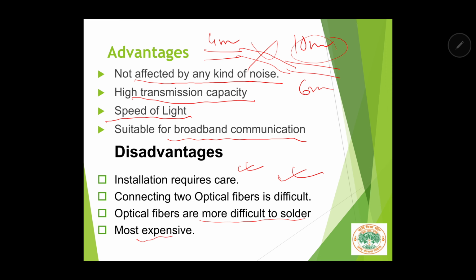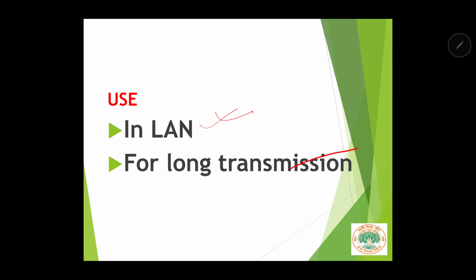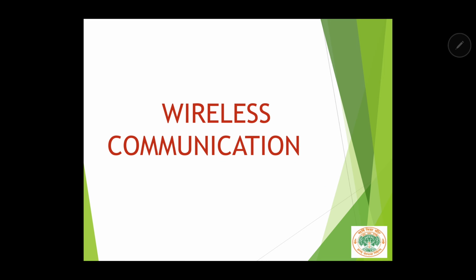It is the most expensive one. So when you ask for a broadband connection, they will ask you about the type of cable, and if you opt for optical fiber, obviously the cost will be higher as compared to the other modes of cable. Its use is in high speed local area networks, and it is used for long transmission because the attenuation is less in this type of cable.